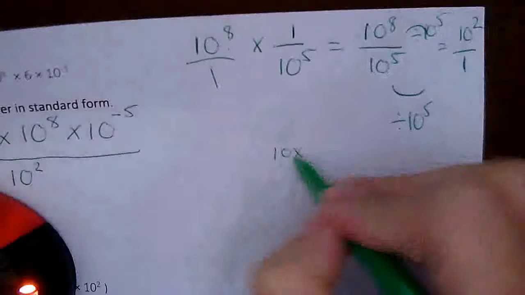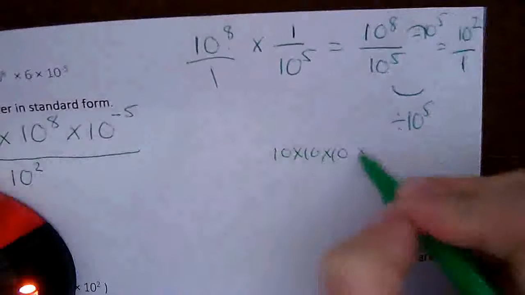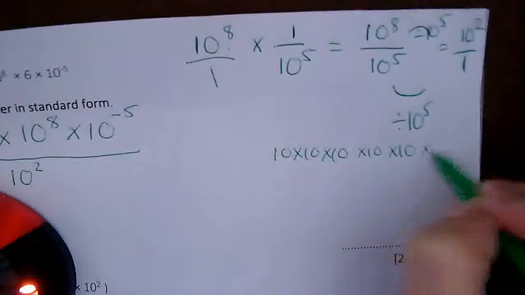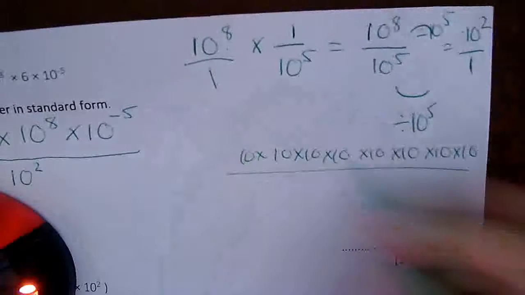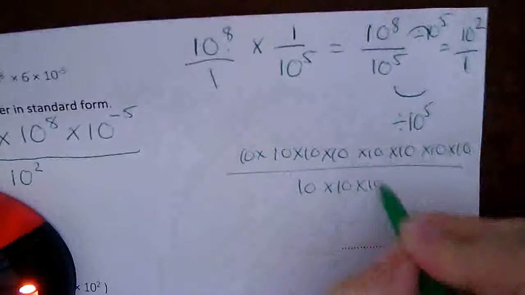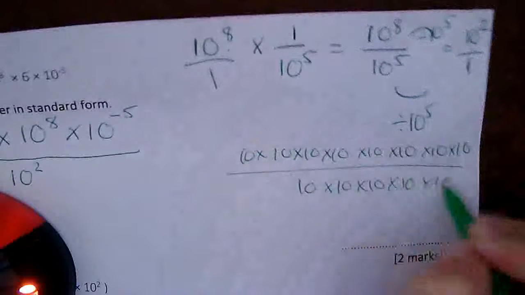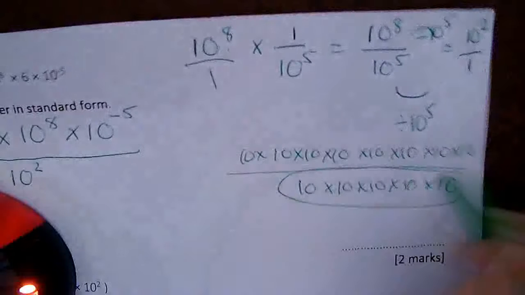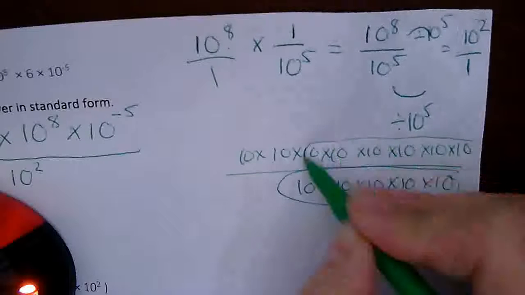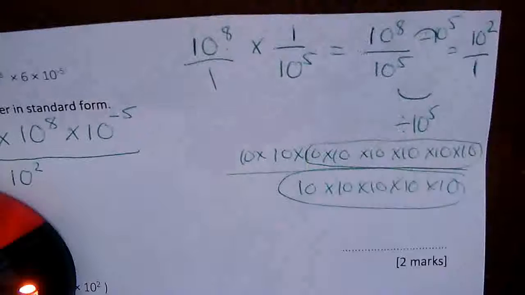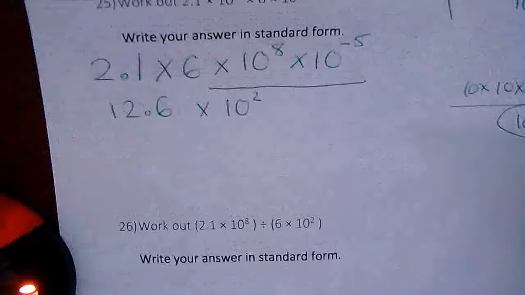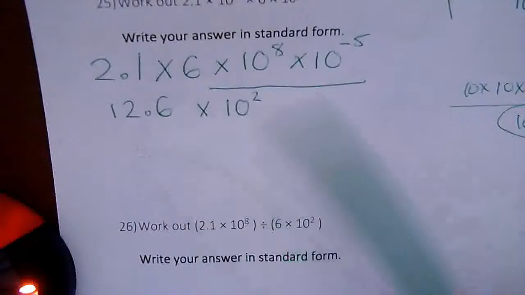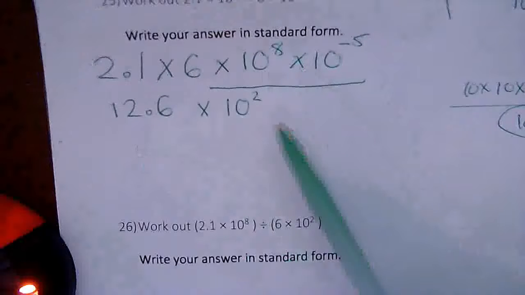So 10 times 10 times 10, 3, 4, 5, 6, 7, 8, and then divided by 10, 2, 3, 4, 5. You can see that there will be 5 to both top and bottom that you could simplify by, which would leave you with a 10 squared. So back to the question then. So 2.1 times 6 we did was 12.6, and those two simplified to give us 10 squared.